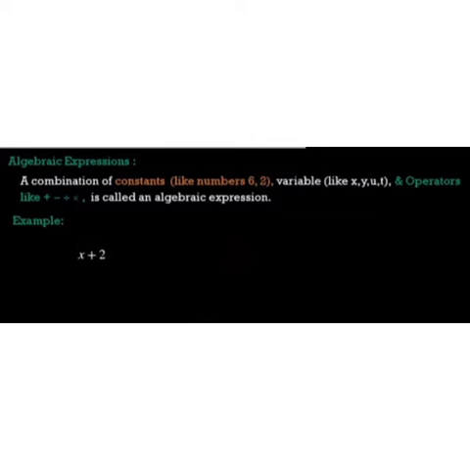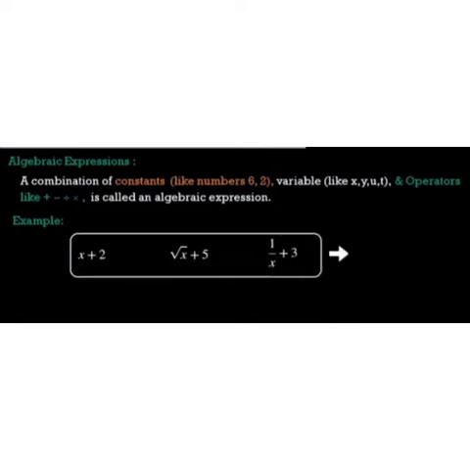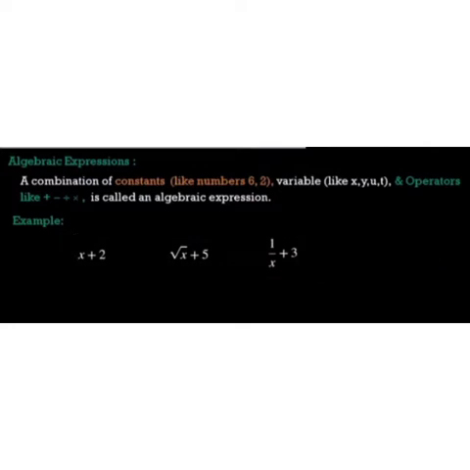Let us take an example, x plus 2. It is a combination of the variable x and 2. In the second example, root x plus 5. In the third example, 1 by x plus 3. So these are all algebraic expressions, but are these algebraic expressions polynomials or not? Let's discuss whether these expressions are polynomials or not.